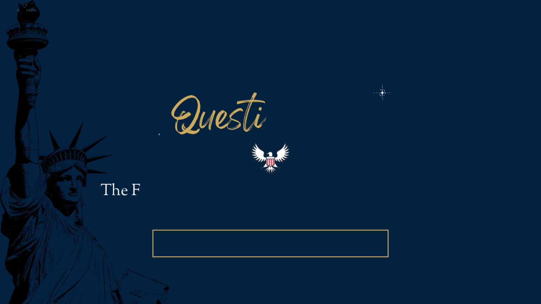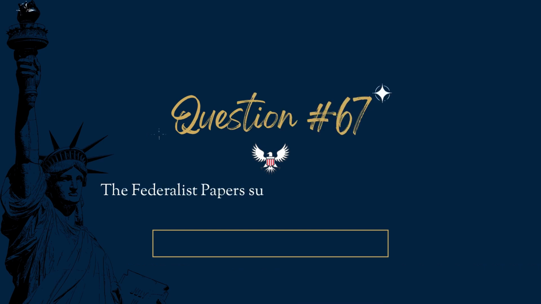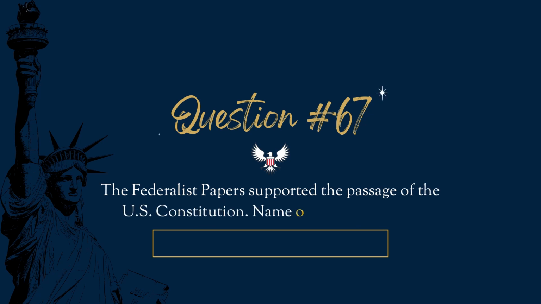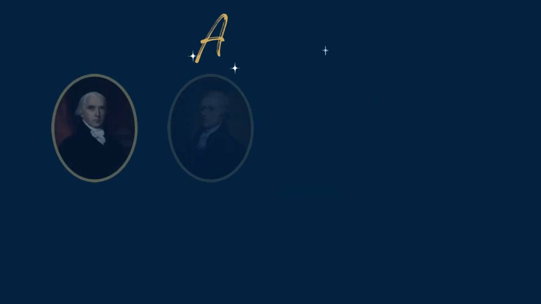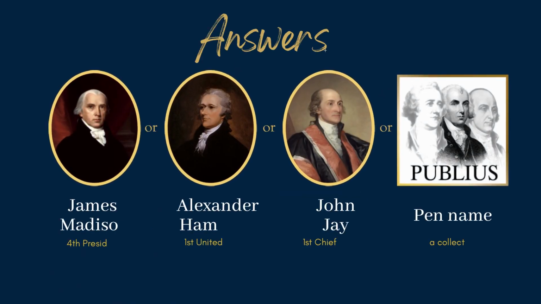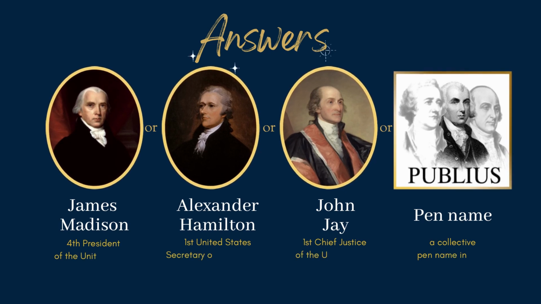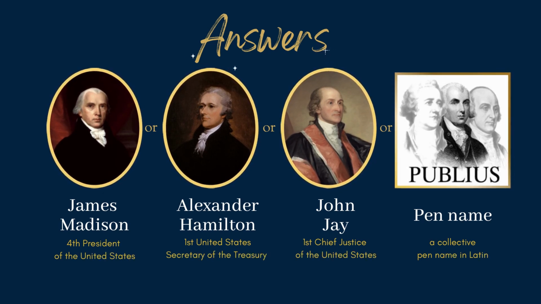Question 67. The Federalist Papers supported the passage of the U.S. Constitution. Name one of the writers. Answers. James Madison. Or Alexander Hamilton. Or John Jay. Or Publius.